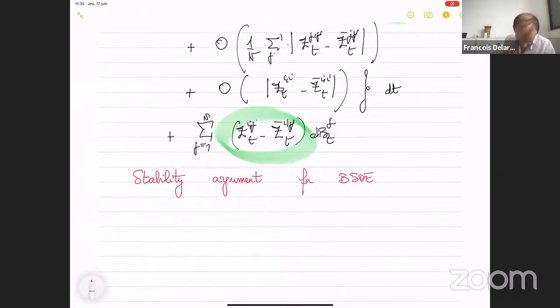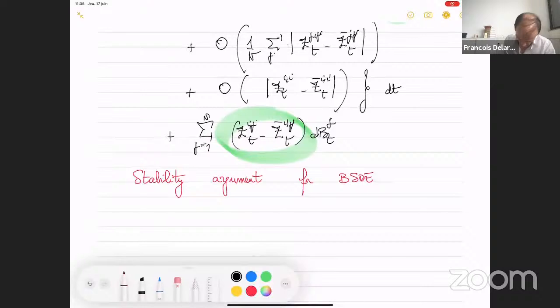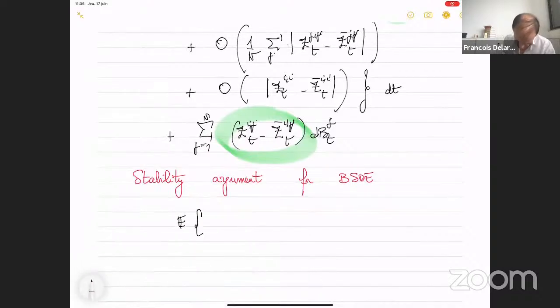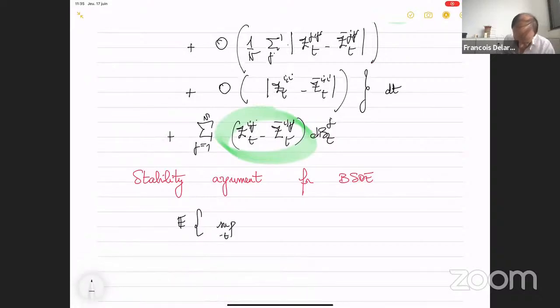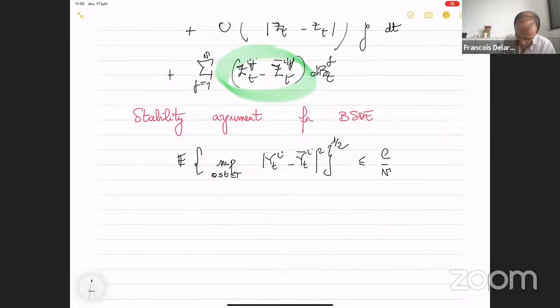And so what you have at the end of the day, so here I'm going to conclude, I think this is time for me to conclude. You have that the supremum over the t's of the difference between Y^i_t and Y bar^i_t, let's say squared, is less than C over n. And in C, you see the smoothness of the solution to the master equation.